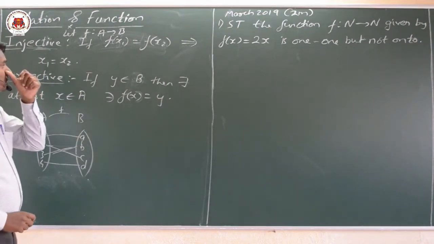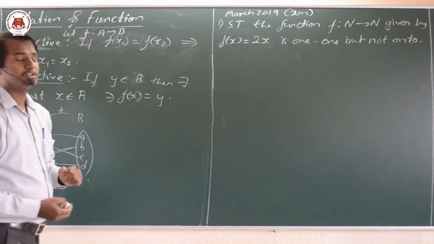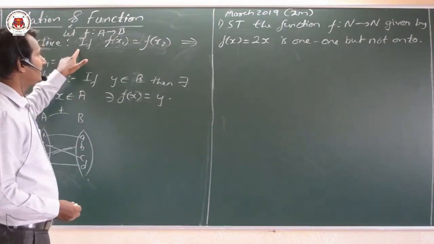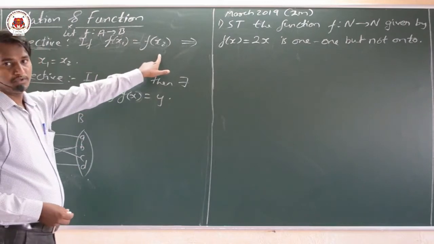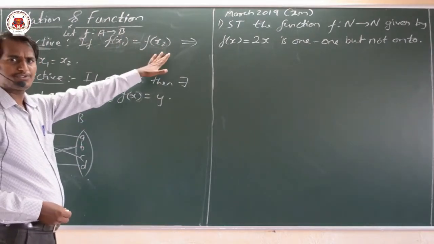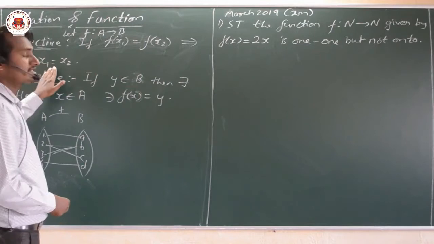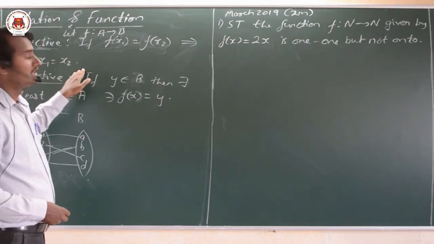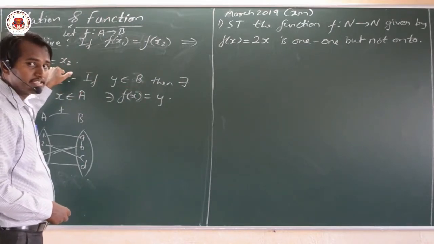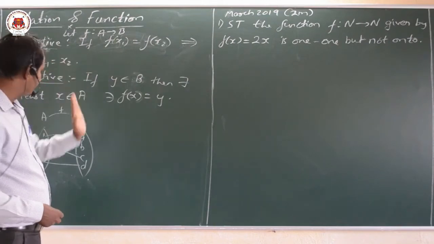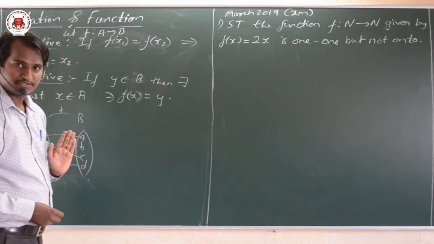Now for solving the problem we make use of the contrapositive, that is, we take f of x1 equal to f of x2. Let f of x1 equal to f of x2. We have to show that x1 is equal to x2. If these both are not equal, then we say it is not a 1-1 function. This is all about the 1-1 function, dear friends.